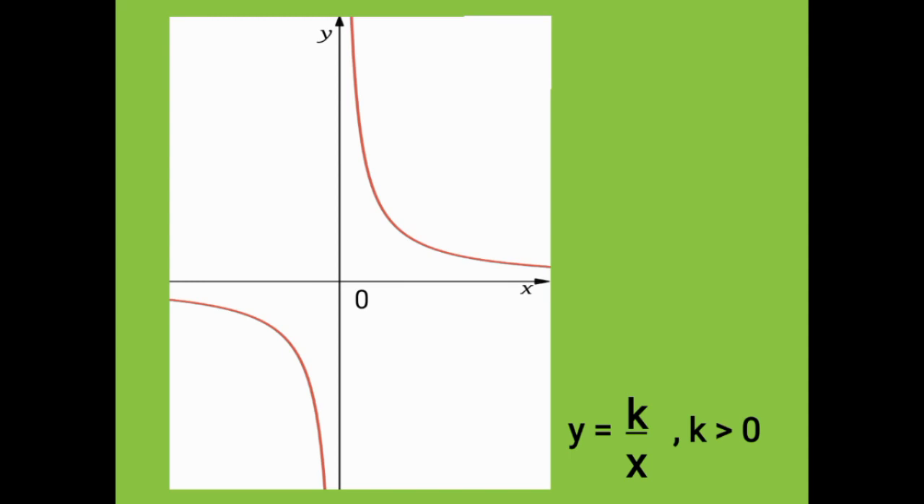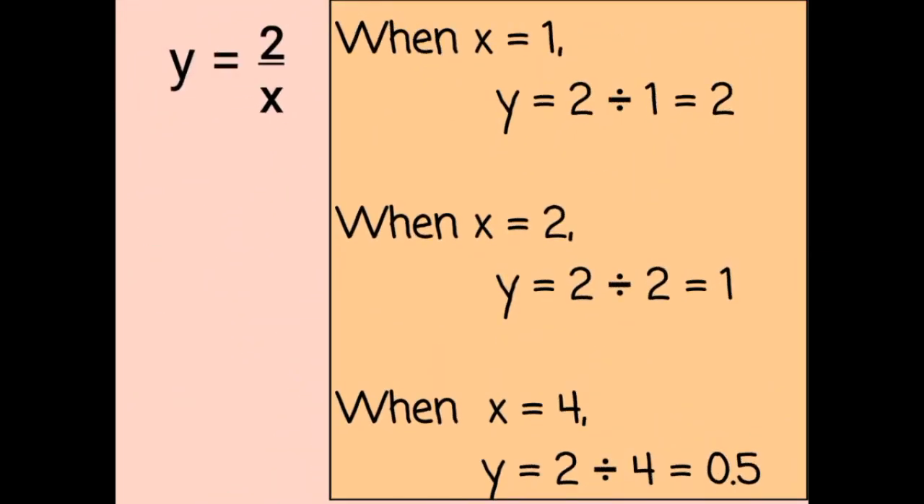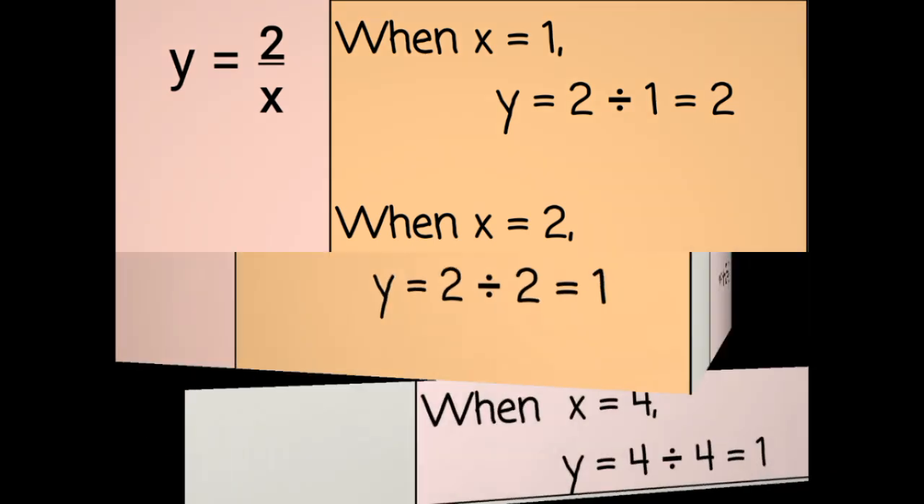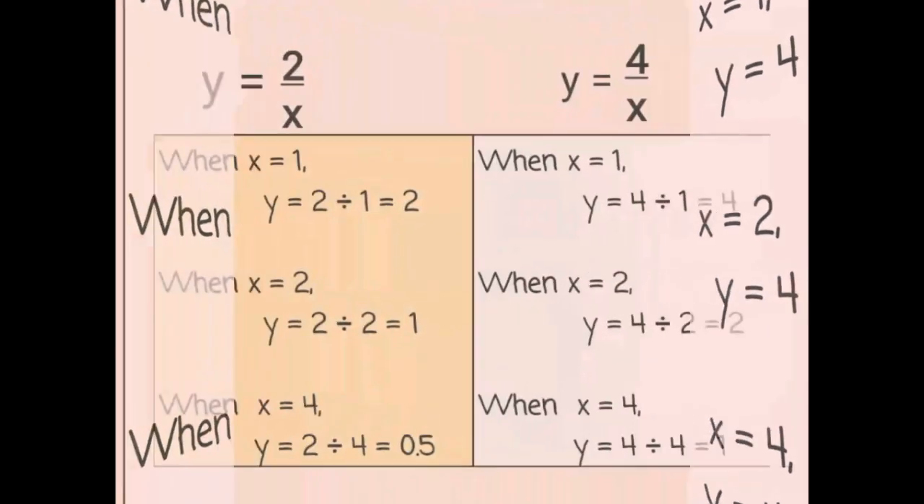Now, to make it clear, let's substitute values for x and check. So, for the graph y equals 2 over x, when x equals 1, y equals 2, and when x equals 2, y equals 1, and when x equals 4, y equals 2 divided by 4 equals 0.5. Now, for the graph y equals 4 over x, when x equals 1, y equals 4, when x equals 2, y equals 2, and when x equals 4, y equals 1.